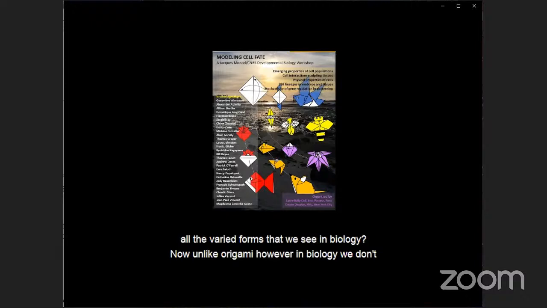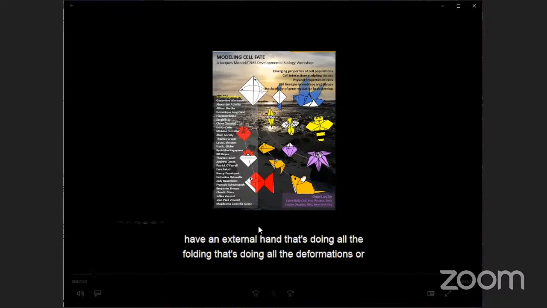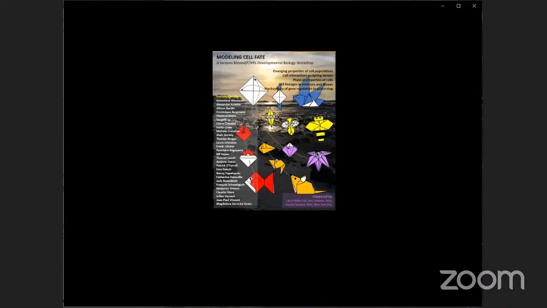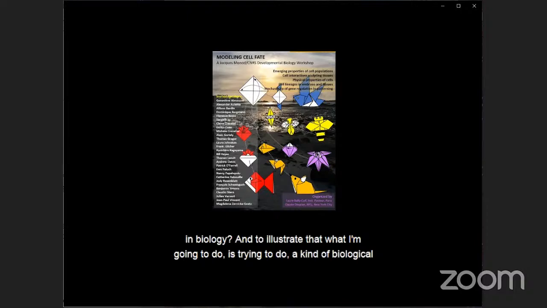Now, unlike origami, however, in biology, we don't have an external hand that's doing all the folding, that's doing all the deformations or transformations that we're seeing here. It's all occurring through the actions of genes within tissues. It's internally driven through the properties and behaviors of the cells in a tissue. So the question is, what might be the principles through which the equivalent of origami occurs in biology?